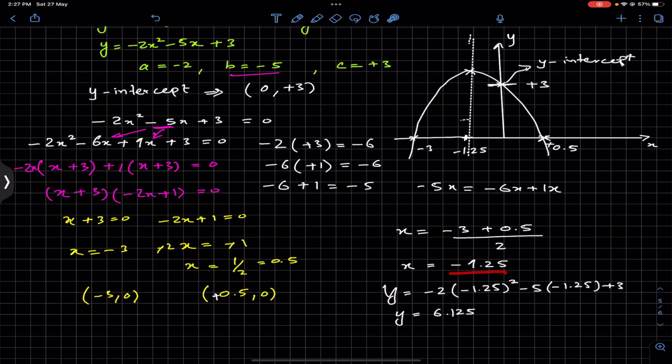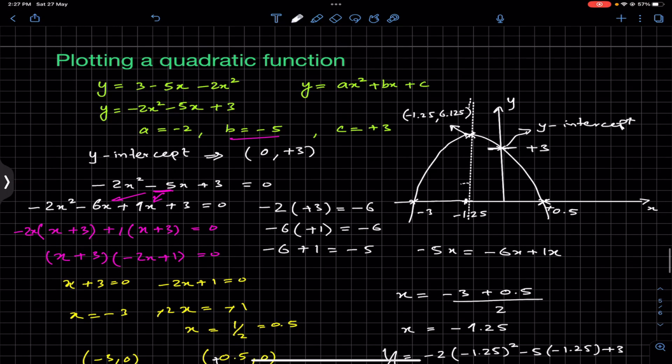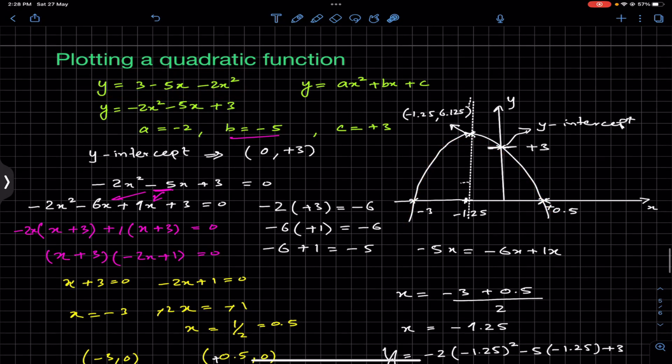So the coordinates of this particular point, where we have the maximum point, are x equals minus 1.25 and y equals 6.125. So this is how the plot of this quadratic function will look, and these are all the important points that we always need to find before plotting a given quadratic function.